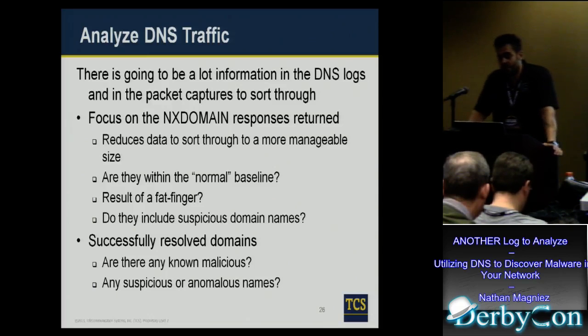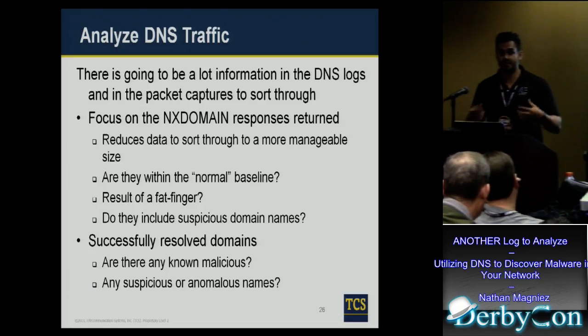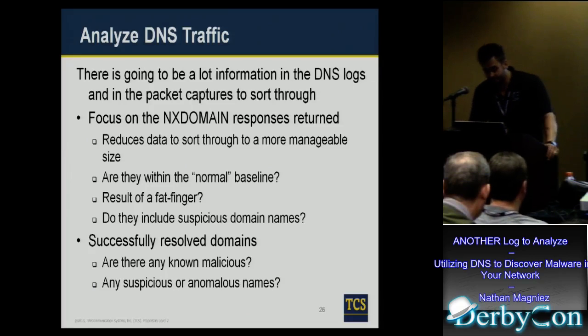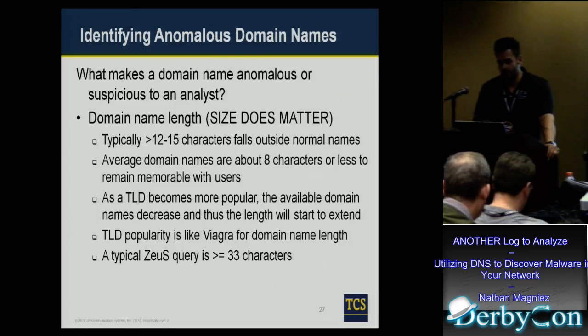Of those successfully resolved domains, are there any known malicious ones? Because there's going to be some that actually do go through. So you don't only want to focus on the NX domains, but start there, and then from that, narrow down a host or a group of hosts and see which of those, around the same time period, actually resolved. And then, are there any suspicious or anomalous names too?